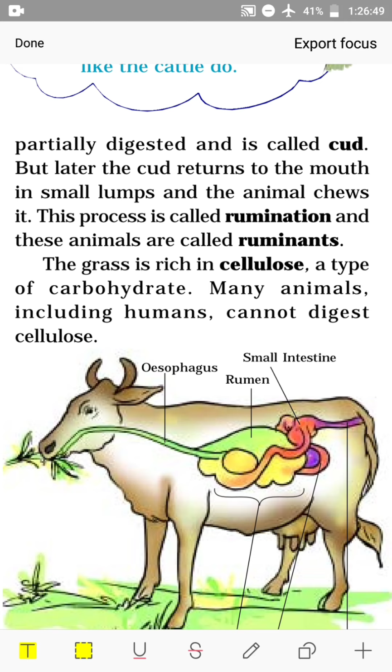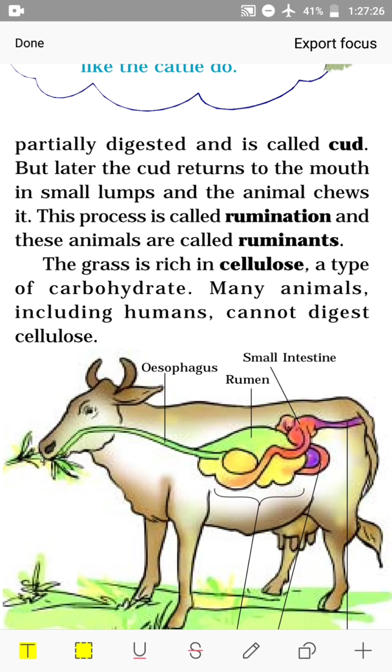Later, the cud returns to the mouth in small lumps and the animal chews it. This process is called rumination. So, chewing of cud is called rumination and these animals are called ruminants. The grass is rich in cellulose. What is cellulose? A type of carbohydrate. Many animals, including humans, cannot digest cellulose. Ruminants have a large sac-like structure called rumen between the esophagus and the small intestine. The cellulose of the food is digested here by the action of certain bacteria which are not present in humans.